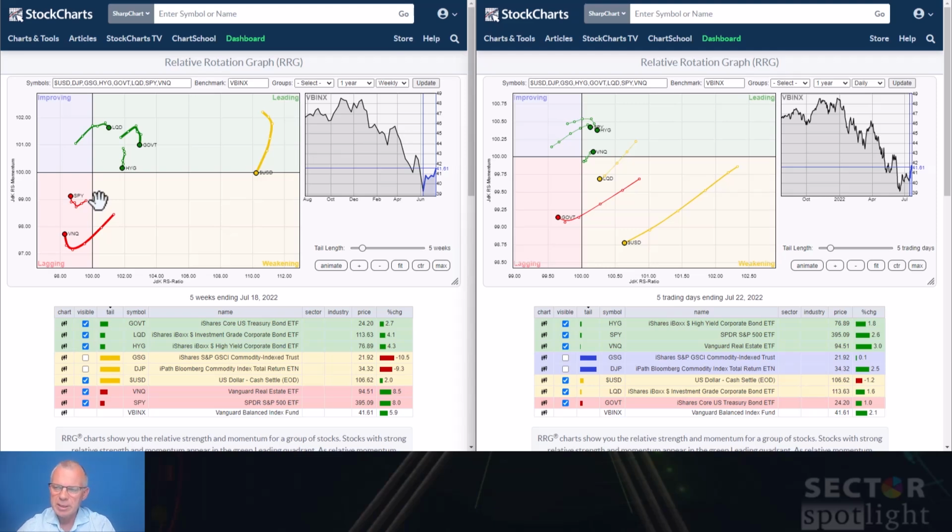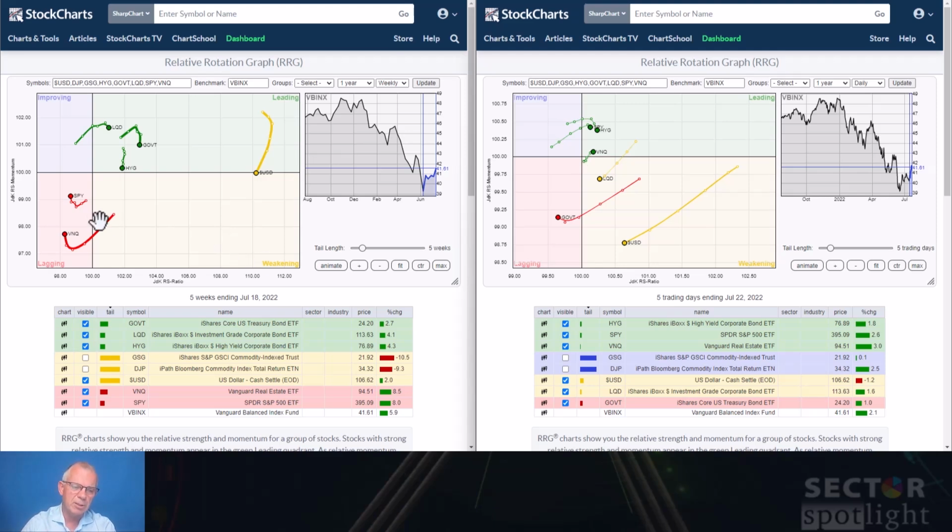If you look at the daily tails, then the riskier assets have had a good week. So stocks, SPY, and high yield is closest to stocks in terms of fixed income. That's the high yield segment of the market. And then we've got real estate, VNQ, which has been doing pretty well.